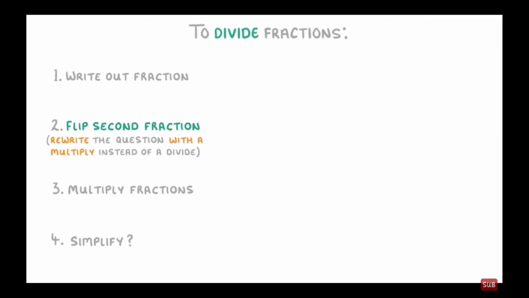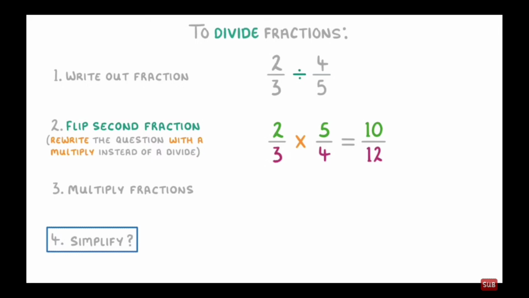Let's try a couple more. In this one, we're dividing 2/3 by 4/5. So we flip the 4/5 upside down to make it 5 over 4, and then change the divide to a multiply, so that we can multiply them like normal. 2 times 5 is 10, and 3 times 4 is 12. So we have 10 over 12, which we can simplify by dividing top and bottom by 2 to get 5 over 6.